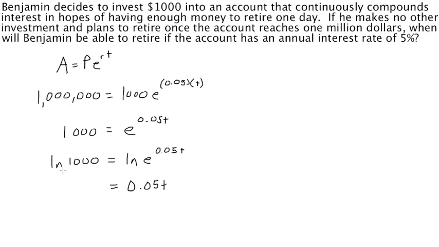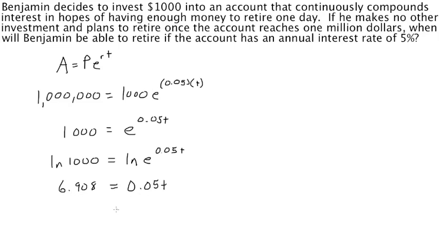All right, now e to what power equals 1,000? Well, obviously that's going to be 6.908. I'm just kidding. We got that from the calculator. You would need to put that in a calculator. There's no way we can get that very easily. All right, so 6.908 equals 0.05t.